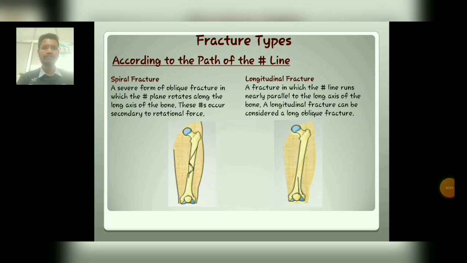So the third type of fracture is spiral fracture. It is a severe form of oblique fracture in which the fracture plane rotates along the long axis of the bone, and these fractures occur secondary to rotational force, as you see in the picture. Then the last fracture is longitudinal fracture. It is a fracture in which the fracture line runs nearly parallel to the long axis of the bone, and a longitudinal fracture can be considered as a long oblique fracture.